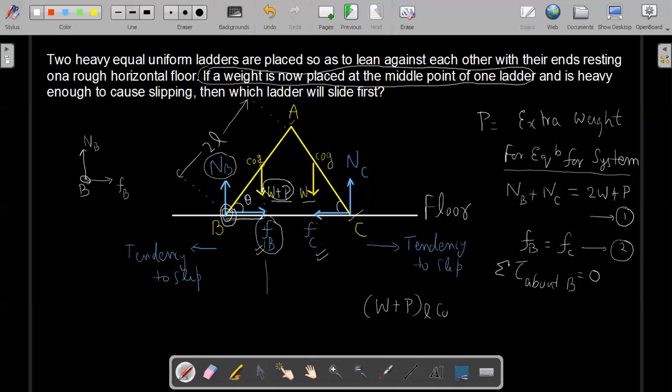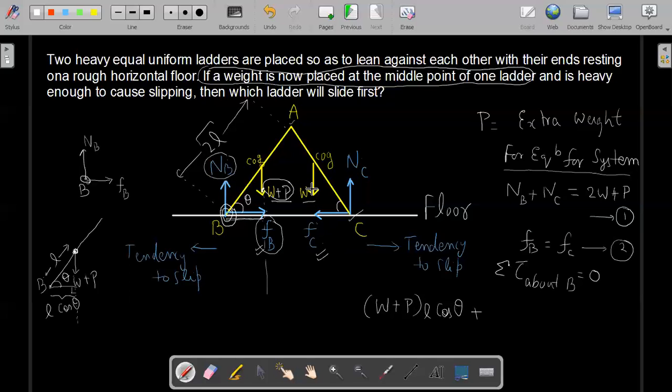of L cos theta. And why is it L cos theta? Because this is the ladder. Here is point B. This W plus P is at the middle point. So this length will be half of the total length of the ladder, which we assumed as 2L. So this W plus P, being at the midpoint, is at L distance from point B. And for torque, you need the perpendicular distance from point B. And the perpendicular distance from point B will be L multiplied by cosine of theta. So this is the torque by W plus P.